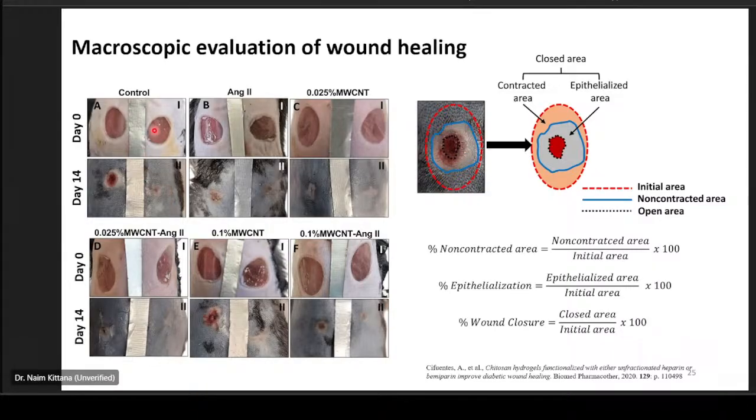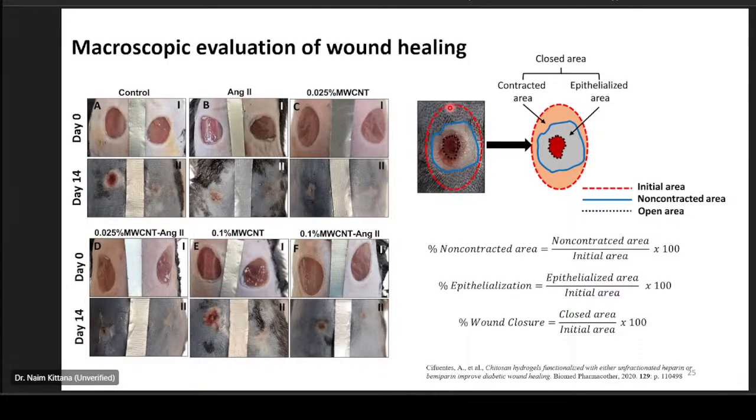So we have here the upper panel. This is for day 0, and the lower panel for the same mice after 14 days. So we have here the control, angiotensin 2 group 0.025, with angiotensin 2 at 0.1, and 0.1 carbon nanotube with angiotensin 2. We made macroscopic analysis for the wound closure, and these are the parameters that we used.